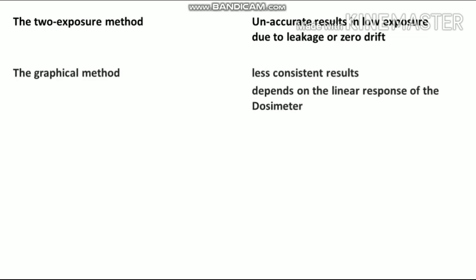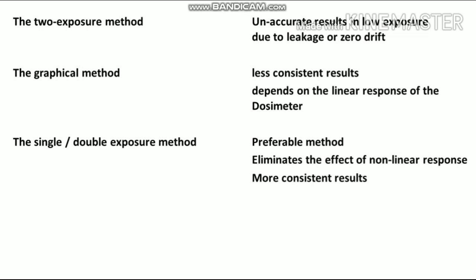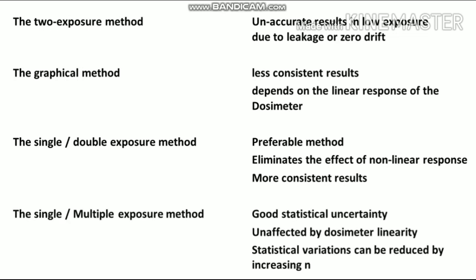If we compare these methods, we will find that the 2-exposure method for short duration of exposure will give inaccurate results because of leakage. The graphical method depends on the linear response of the detector, so the results contain more errors. The single or double exposure method eliminates the effect of non-linear response of the detector and gives more consistent results. This method is usually preferred and practiced.